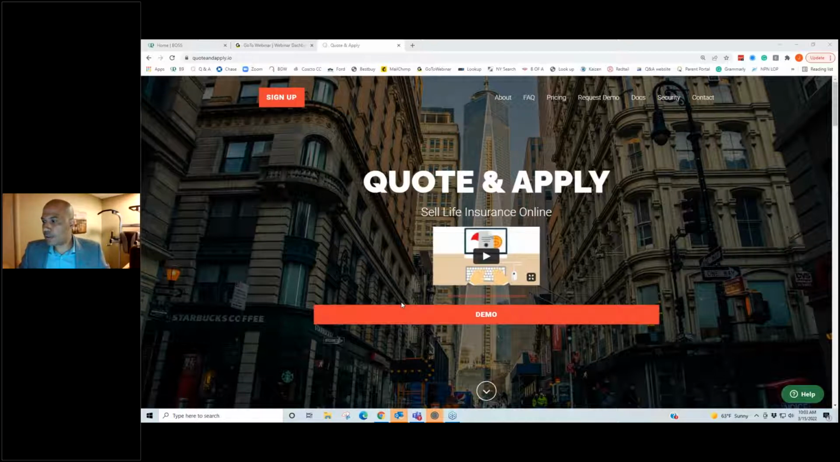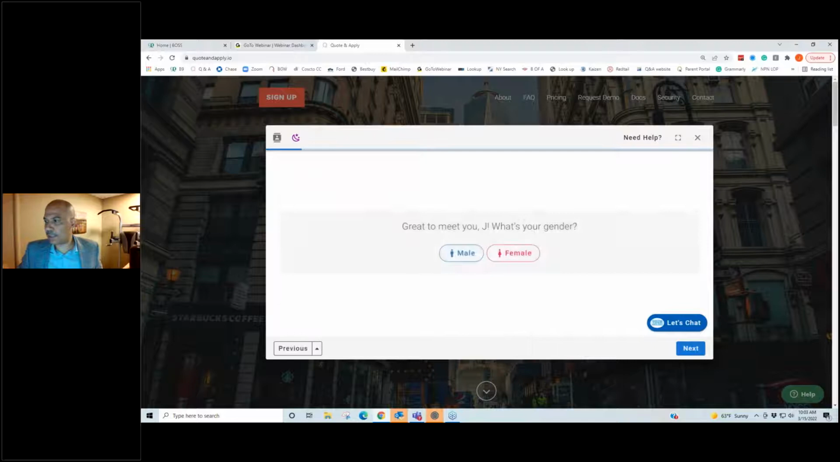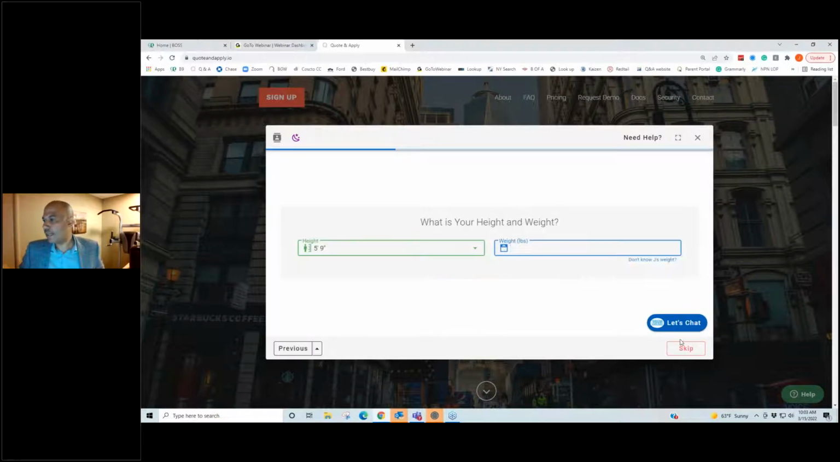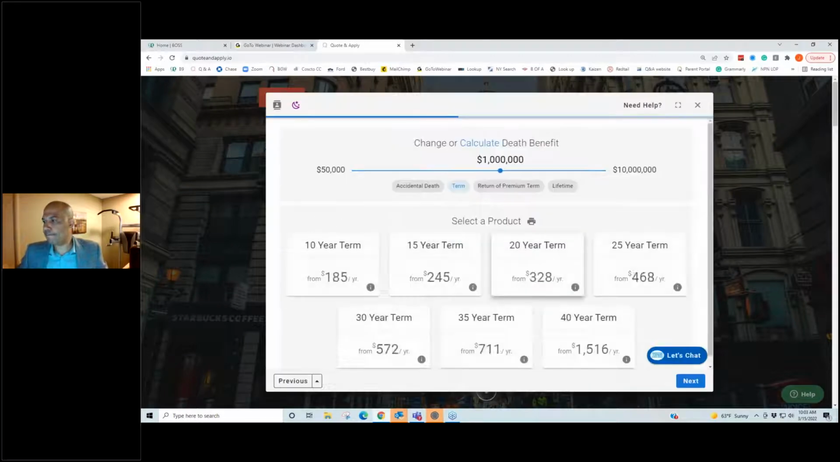So let's go into our software here. Hopefully everyone can see my screen. I'm just going to put in some real basic information. I think you've all seen this at this point, so we can run through this pretty quickly. This is our Quote and Apply software, and minus us talking, we can get stuff done pretty quickly.